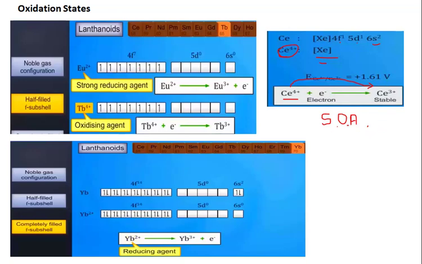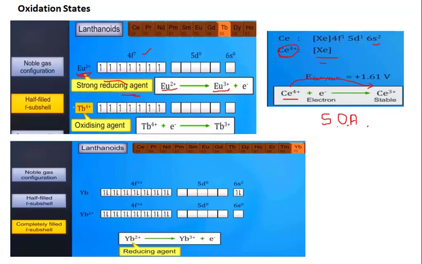Okay, now if we talk about those species which have a half-filled subshell, europium 2 positive again has 4f7 electronic configuration, but it gets changed again in order to acquire the +3 oxidation state. It will release 1 electron, so Eu2+ will be converted into Eu3+ plus 1 electron, and it acts as a strong reducing agent.